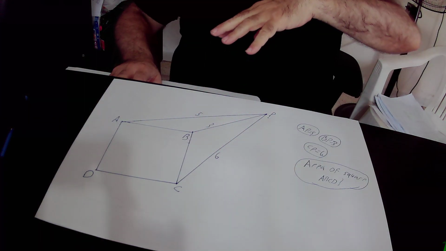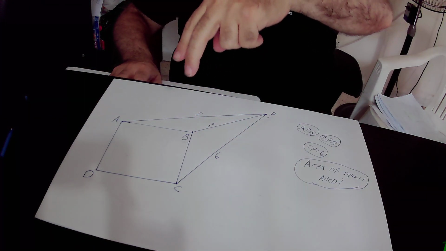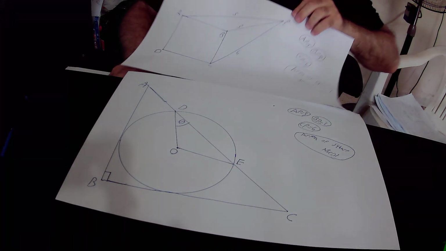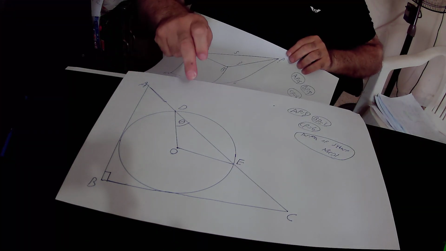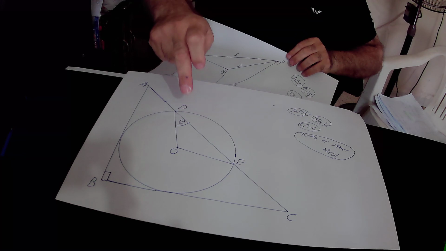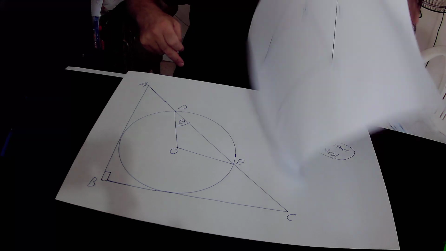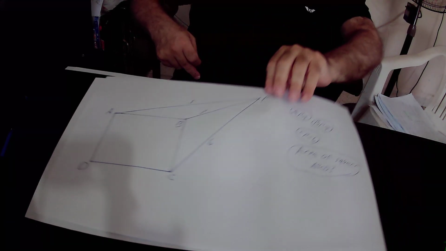And now in this lecture, we'll answer two questions. In the first question, we'll find out the area of this square ABCD. In the second question, we'll find out the size of this angle theta, that is in triangle DOE. So we'll start with the first question.